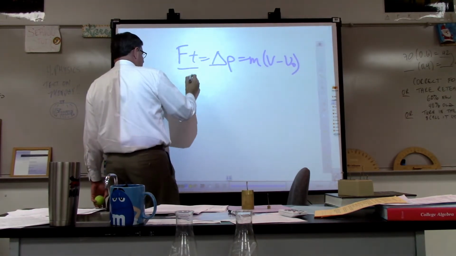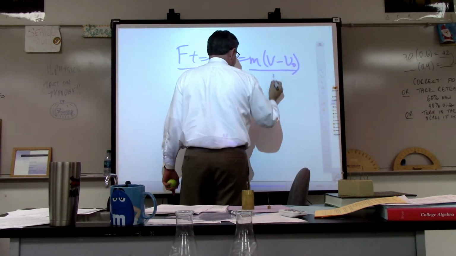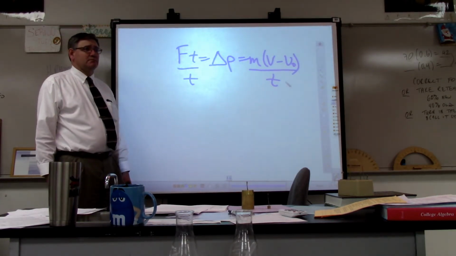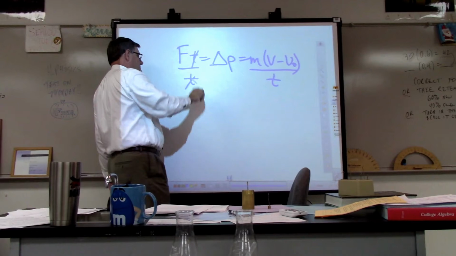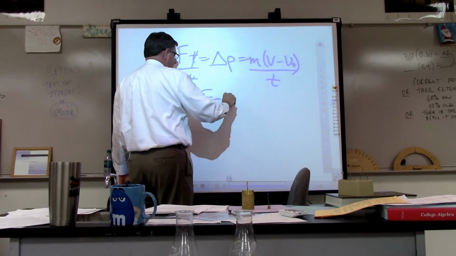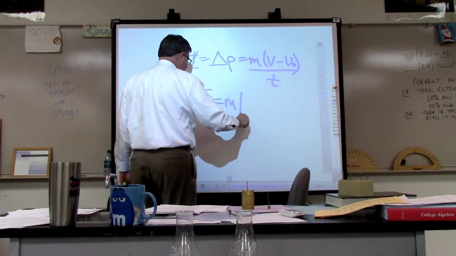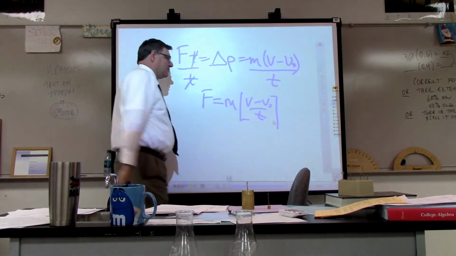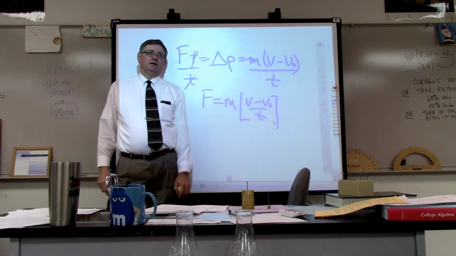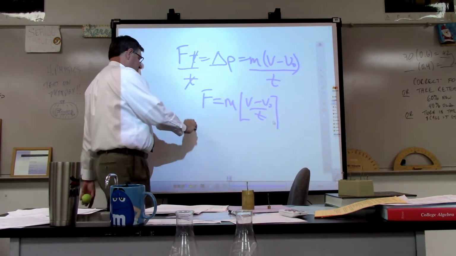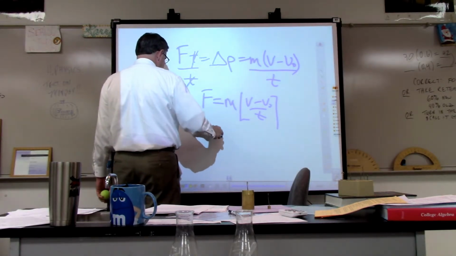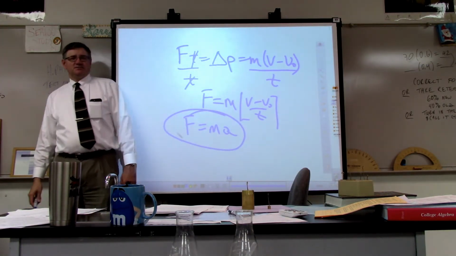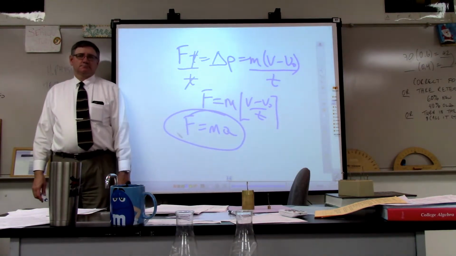So what if I divided both sides by time? What's going to happen over here? What do I have left? Force. So I get force equals mass times V minus V naught over time. Well, what's V minus V naught over time? Acceleration. So basically all this is remanufactured F equals MA.